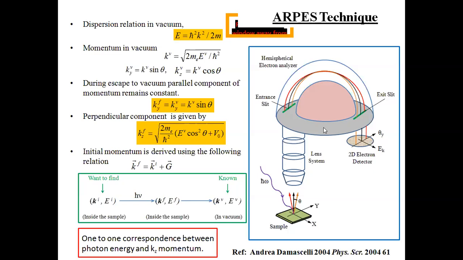Now those electrons will go through it. So that's how we measure the dispersion, I mean the energy versus the momentum. So once we have the information about its energy and angle, using a few formulas, this is the dispersion relation and other formulas, we can find out the momentum.